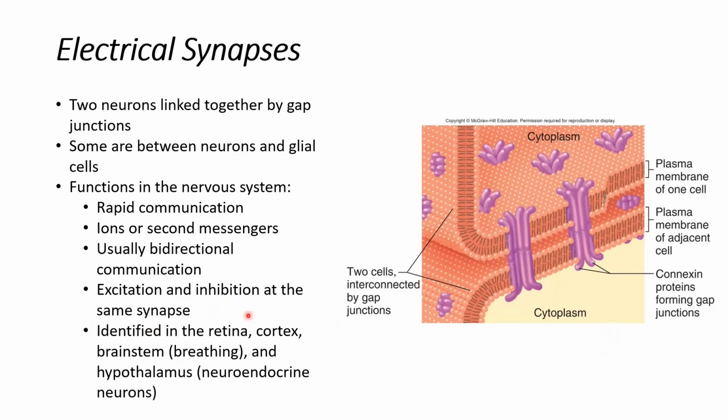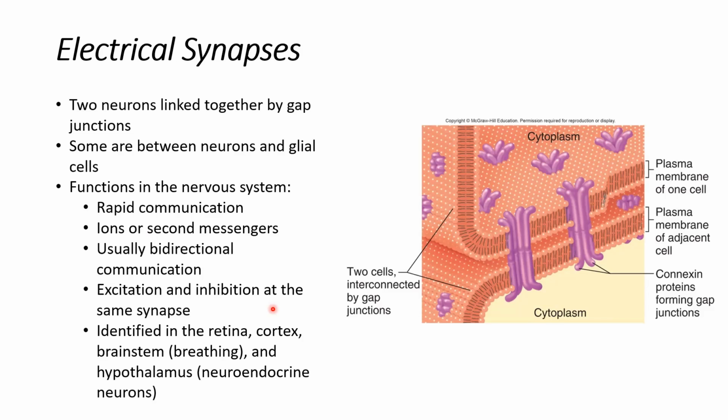For electrical synapses, we can have excitation and inhibition happening at the exact same synapse. Those can be summed together to see which types of signals are stronger, but we can have both types of events happening. And then some of the areas in the body where we see electrical synapses are going to be the retina, the cortex of the brain, which is the outer part of the brain, that's going to control actions like breathing, the hypothalamus as well. So very few areas in the body. This is a very rare phenomenon in our body. Most of our synapses are chemical, and only in a very few areas of the body do we have electrical synapses.